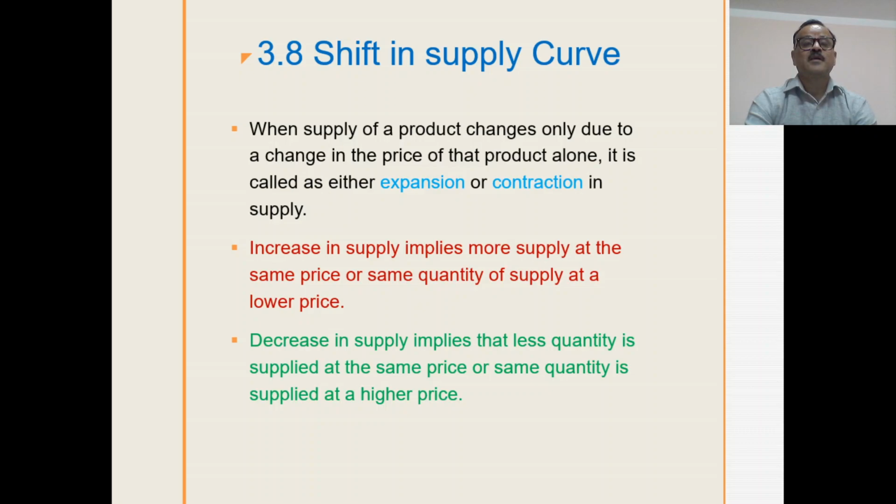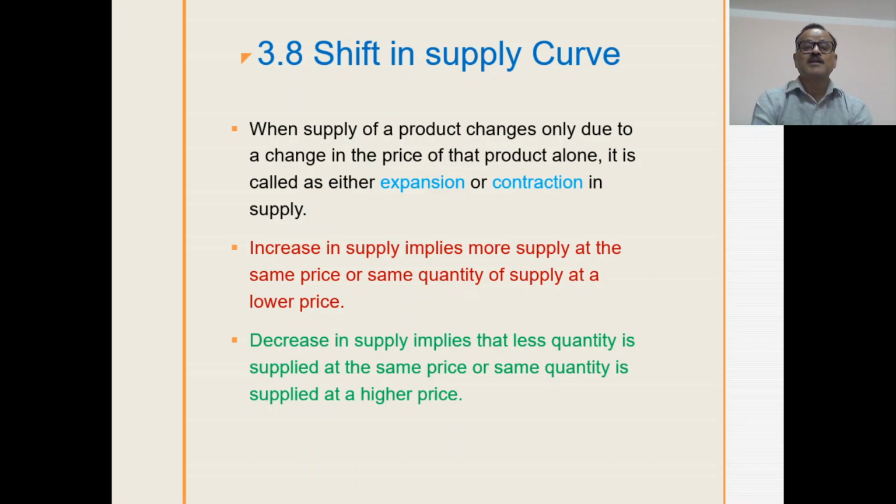Shift in law of supply. When supply of a product changes only due to a change in the price of that product alone, it is called either expansion or contraction in supply. If, due to changes in price, supply increases, that is called expansion; if supply decreases, that is called contraction. Increase in supply implies more supply at the same price. Price is constant. At the same price, more quantity would be supplied, or the same quantity would be supplied at a lower price.